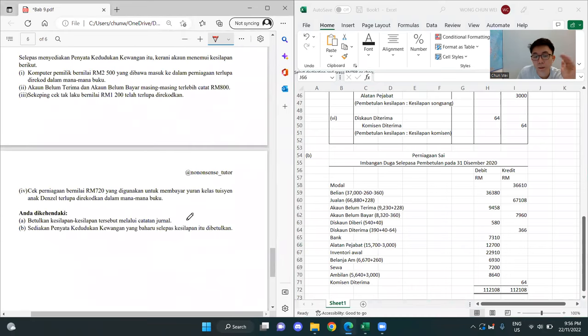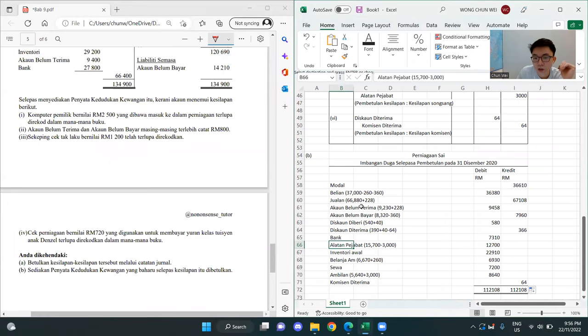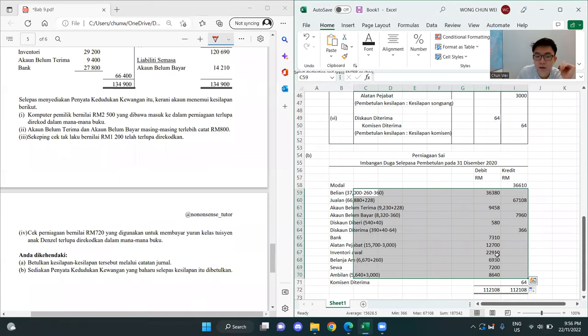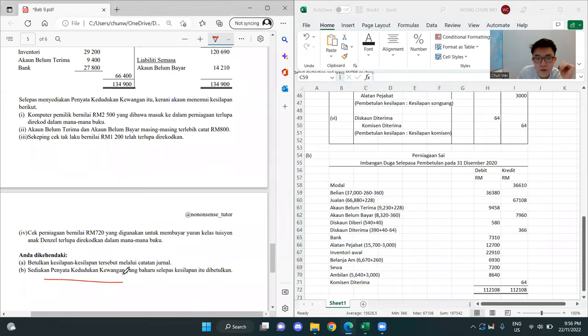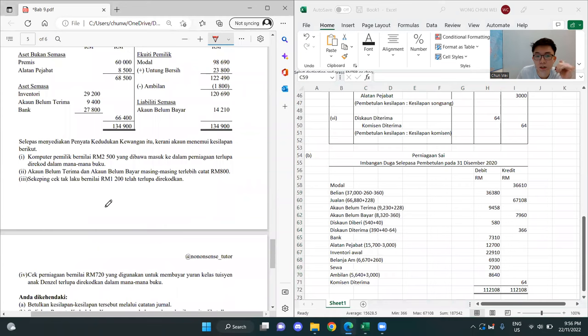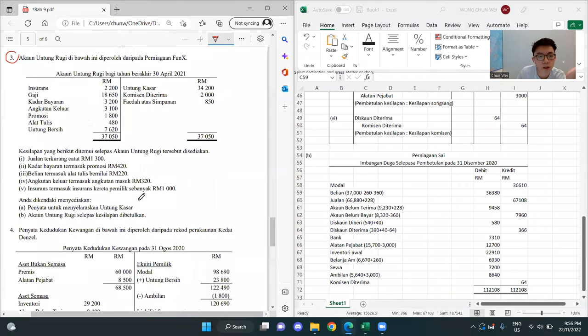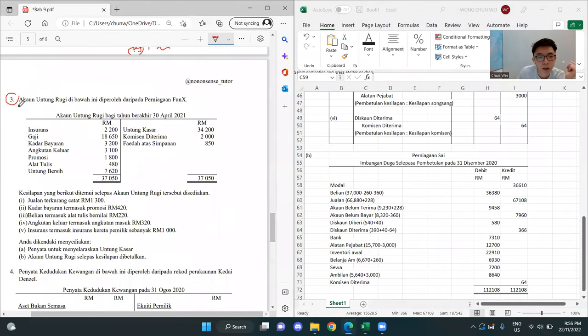You do the kesilapan and then the PKK. You just do the same thing like how you did for your imbangan duga. Because if you know how to change your imbangan duga, then you will be able to do your PKK. So you just straight away change from here only. But this one is a bit of a different question, even though it's not a very popular question. But I just want you to know how to do this kind of question.